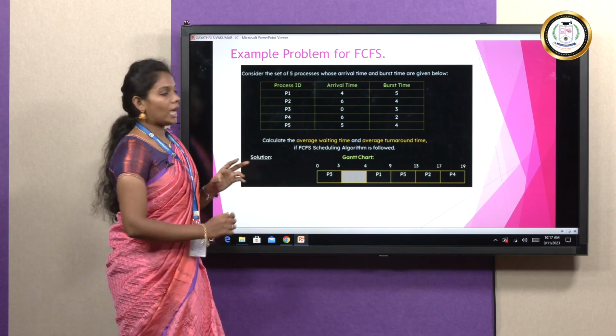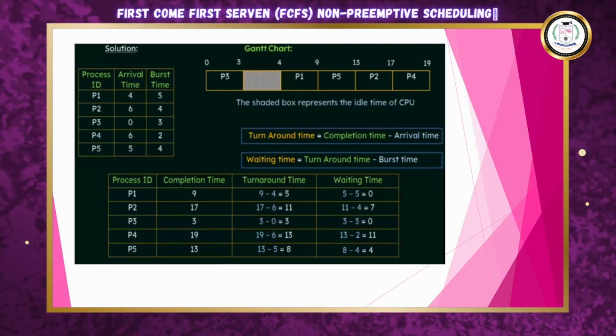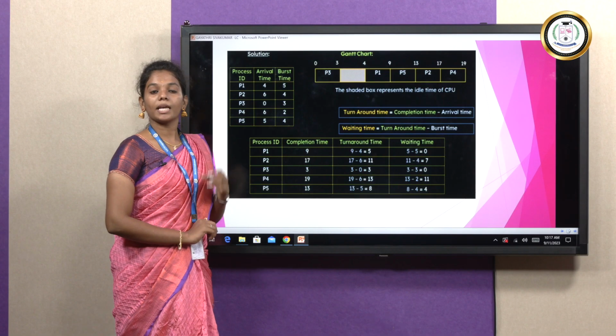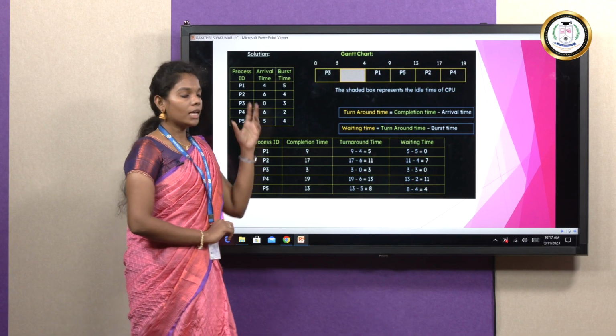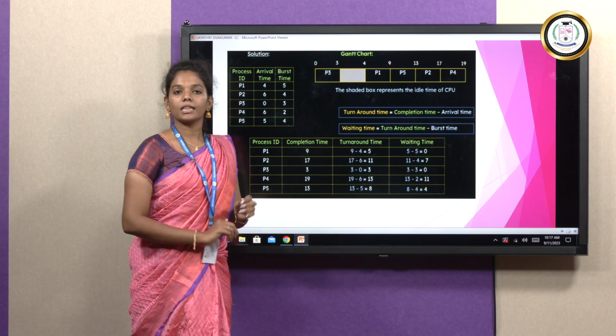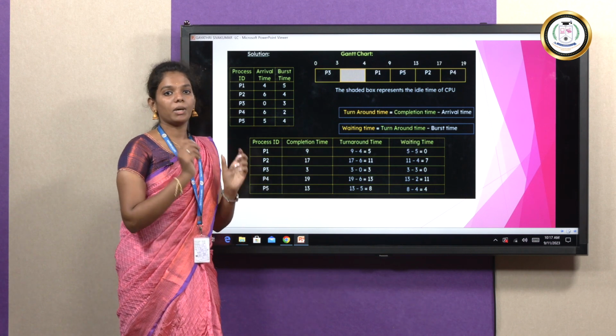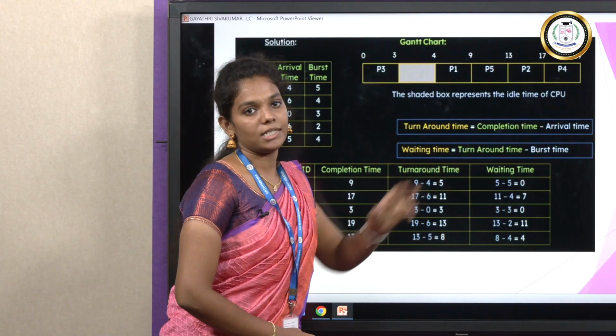So this is how your Gantt chart looks. Now they ask me to calculate the turnaround time and the waiting time. As we discussed in the important terminologies, the turnaround time is the difference: completion time minus the arrival time.